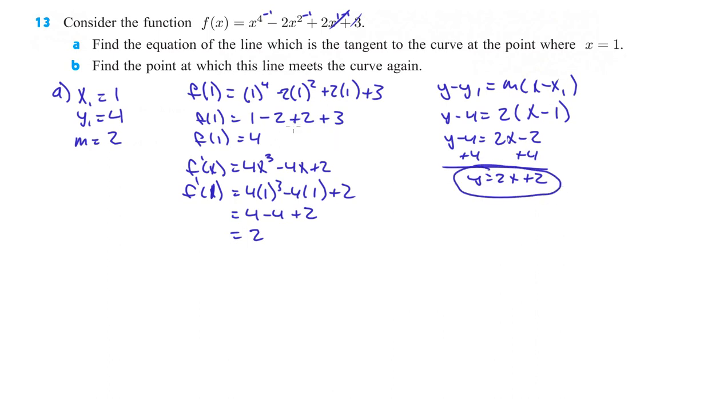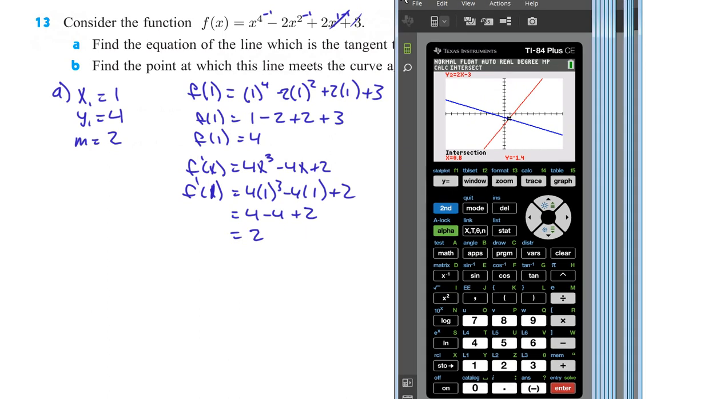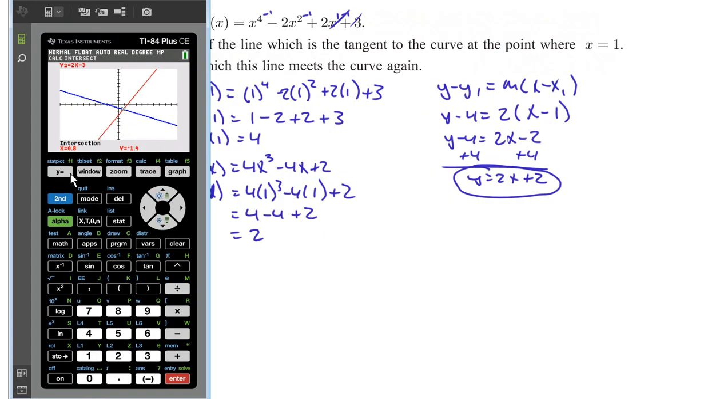So there's our tangent, and they say find the point at which the tangent meets the curve again. So that's where we're going to plug both of these functions into our y equals and graph, see where they intersect a second time. Okay, and here's our two functions. Let's see if we can see what's going on here. So there's our x to the fourth function, and then our tangent line 2x plus 2. There we go. Look, it looks like it's tangent at two different points there, right?